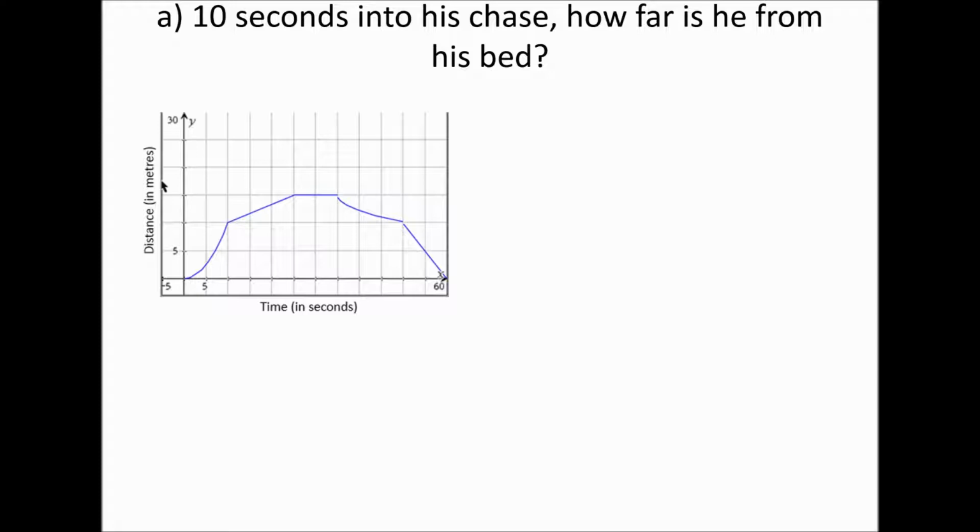10 seconds into his chase, how far is Ser Pounce from his bed? So we've got time in seconds as our explanatory variable on the x-axis, and distance in meters is our y-axis, our response variable. So first thing we're going to do is label the axes with a proper scale. So we're counting by 5s, 5, 10, 15, 20, 25, and we're going up by 5s as well on the y-axis, the x-axis, up to 60.